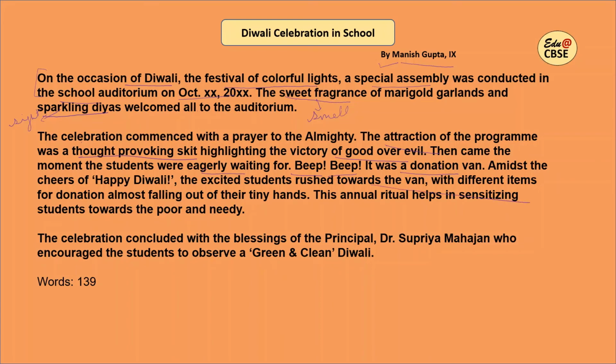So here I have created a picture. A picture of children running towards a van, holding different items in their hands, which are almost falling out of their tiny hands. That means they are holding a lot of items. So a picture is created. The excited students rushed towards the van with different items for donation almost falling out of their tiny hands. This annual ritual helps in sensitizing students towards the poor and needy. So this is an effort of the school. This happens on every Diwali.